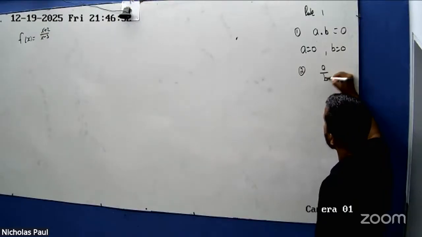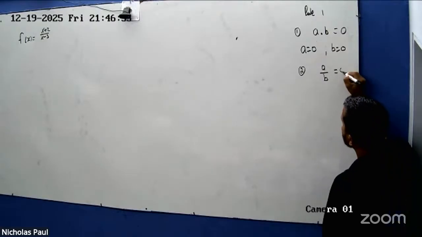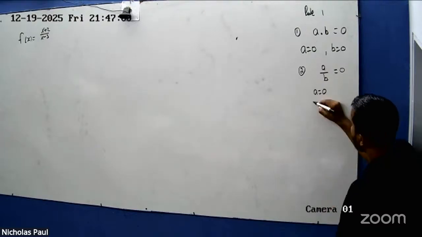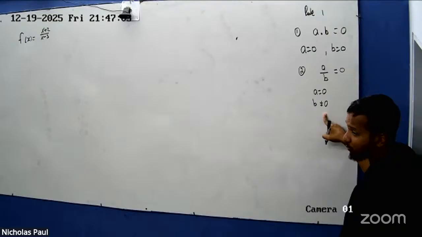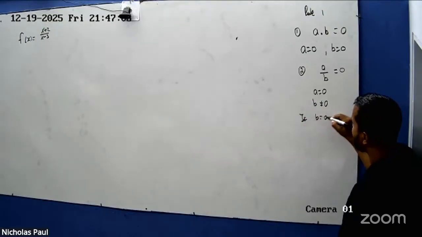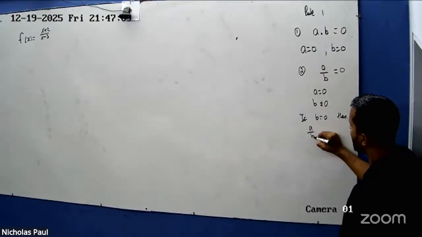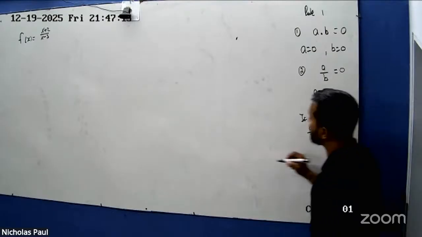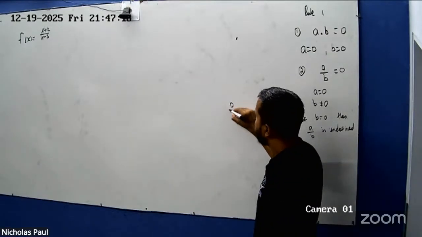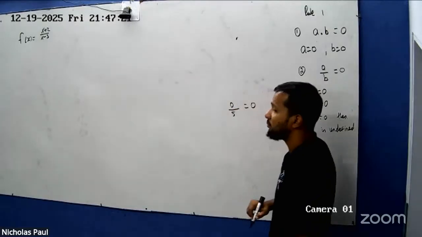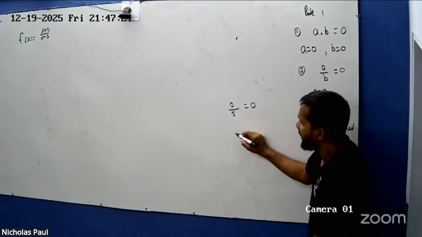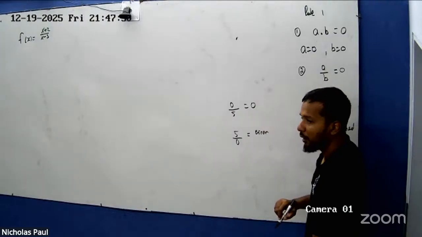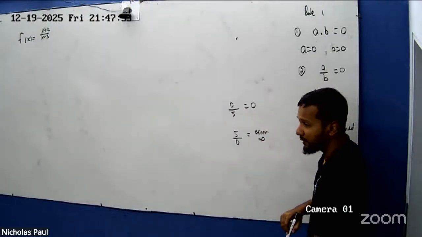But if you have a fraction, and the fraction is equal to 0, it means that a is 0, not b. B can never be equal to 0. The reason for that is if b is equal to 0, then a over b is undefined. If you go to a calculator and take 0 divided by 5, you will get 0. But if you put 5 over 0, you will see error, because the answer is undefined. The answer is infinity.